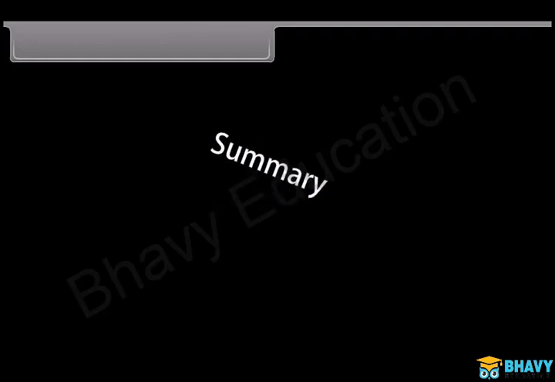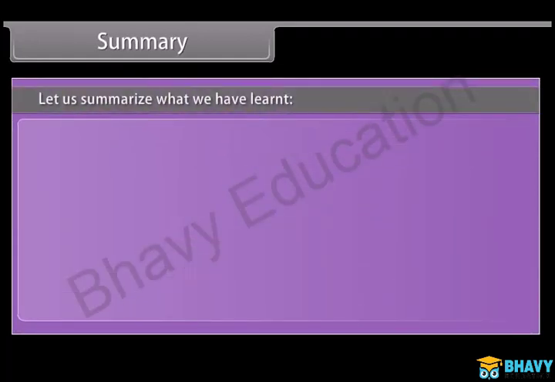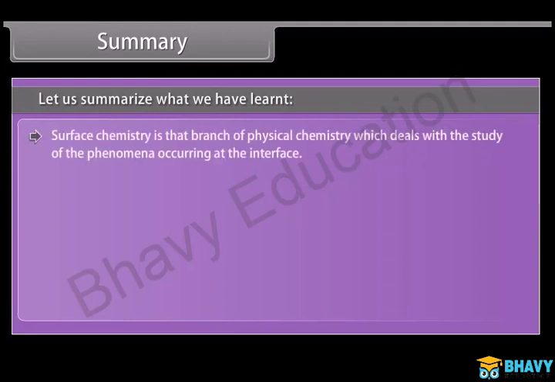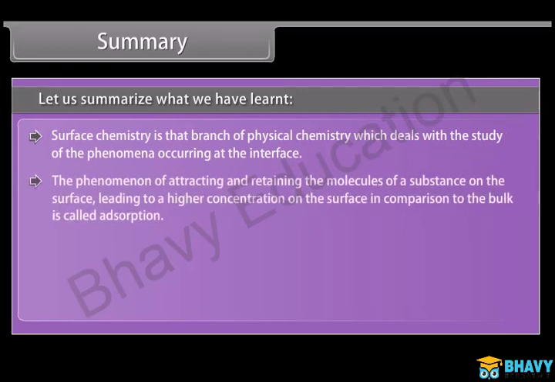Summary. Let us summarize what we have learnt. Surface chemistry is that branch of physical chemistry which deals with the study of the phenomena occurring at the interface. The phenomenon of attracting and retaining the molecules of a substance on the surface, leading to a higher concentration on the surface in comparison to the bulk, is called adsorption.